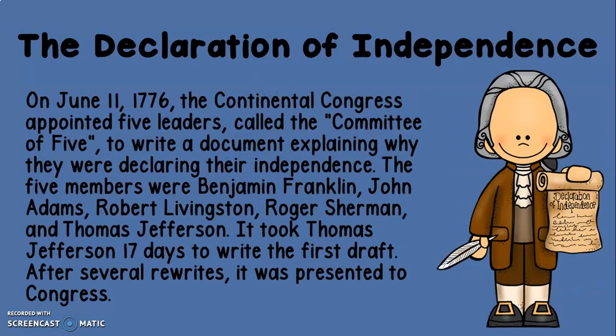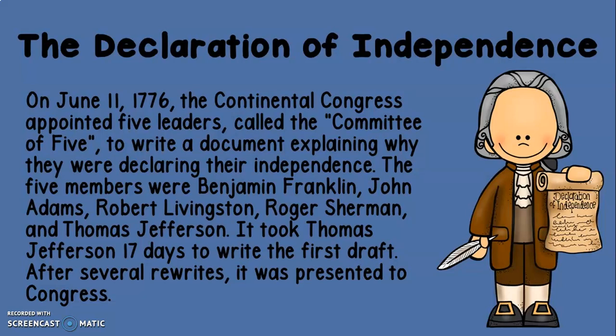On June 11th, 1776, the Continental Congress appointed 5 leaders, called the Committee of Five, to write a document explaining why they were declaring their independence. They had to explain why they were doing something, just like we have to explain why or provide our text evidence. The 5 members were Benjamin Franklin, John Adams, Robert Livingston, Roger Sherman, and Thomas Jefferson. It took Thomas Jefferson 17 days to write the first draft.